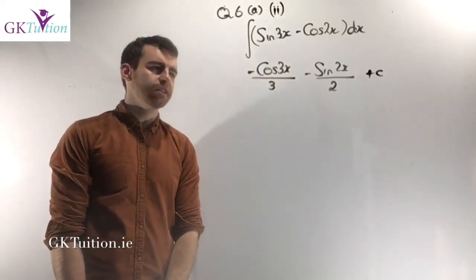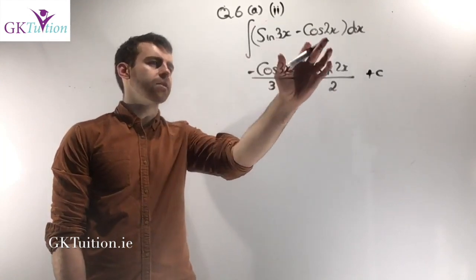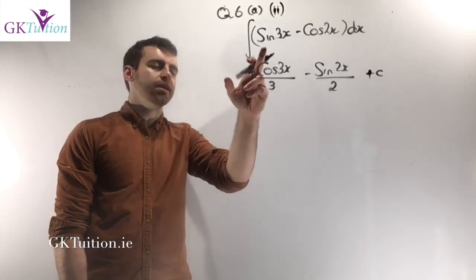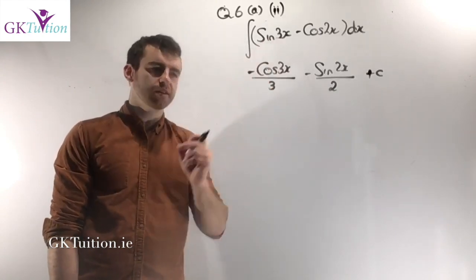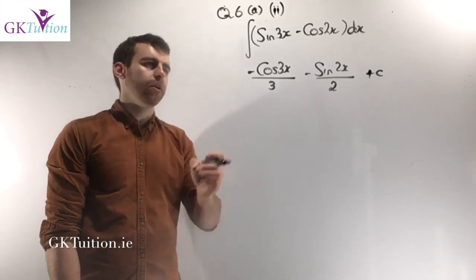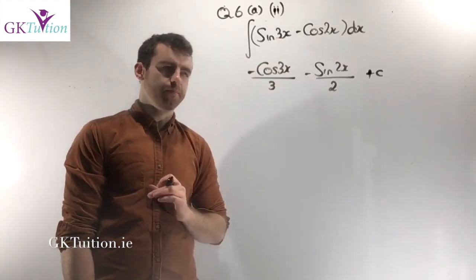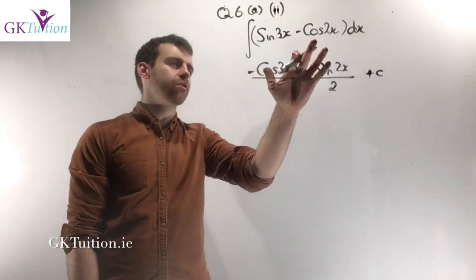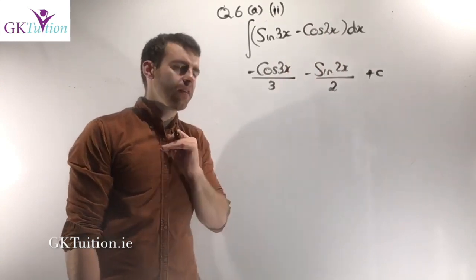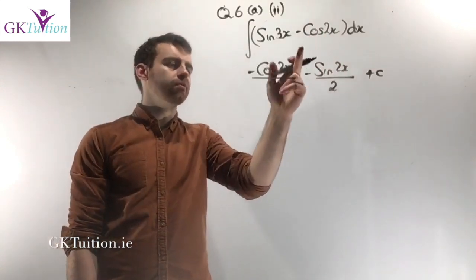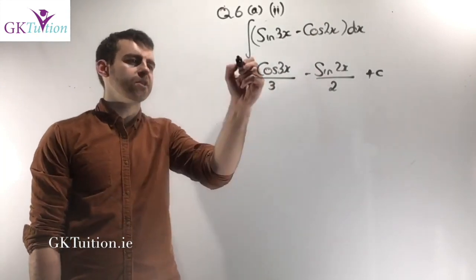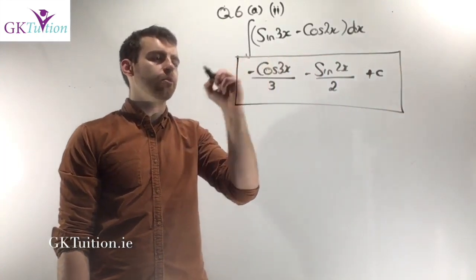In the second part of question 6, we have to integrate sine 3x minus cos 2x dx. According to page 26 in the maths tables, the integral of sine of an angle becomes minus cos of that angle, but then I need to divide by the derivative of the power. The derivative of 3x is 3. And according to page 26, the integral of cos x is sine x. So the integral of cos 2x will be sine 2x, and then I must divide by 2. There was a minus in front of it, so the minus stays there. Once again, there's no limits, so I have to add in my plus c. And there was 5 marks going for that one as well.